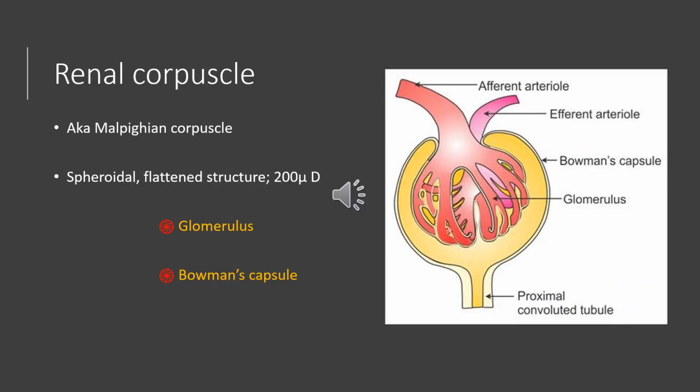Renal corpuscle or Malpighian corpuscle is a spheroidal and slightly flattened structure with a diameter of about 200 microns. Its function is to filter the blood, which gets eventually transformed into urine. Glomerulus and Bowman's capsule together form the renal corpuscle.